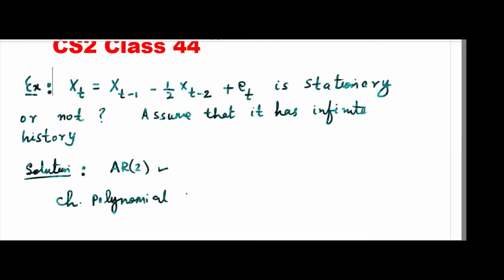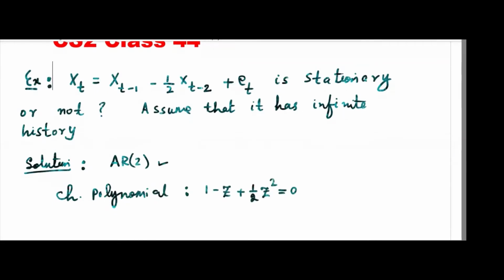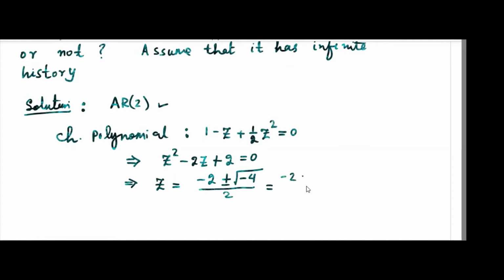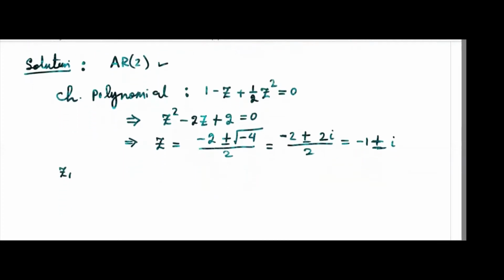For this, you have to solve it. You will get 2i divided by 2, that is -1 plus or minus i. These are the roots of the polynomial. Now you check whether the absolute values of the roots are greater than 1 or not. Now these are complex numbers, so you can write them this way. One is -1 plus i, a complex number. This is -1 minus i.